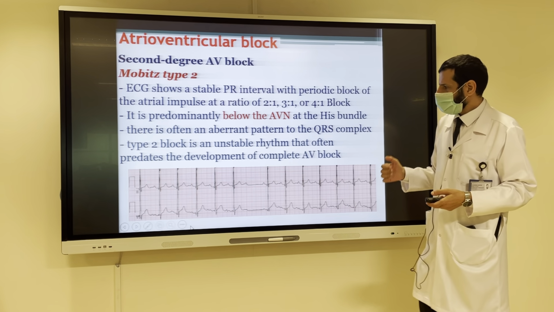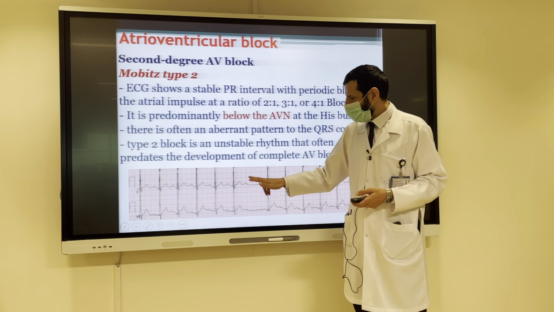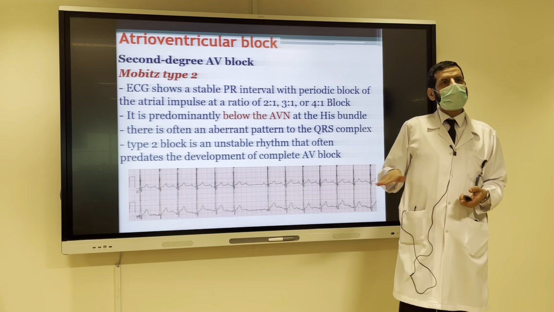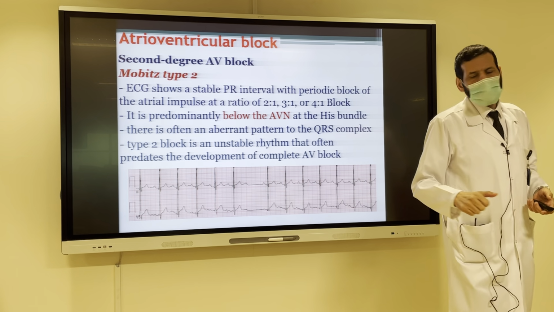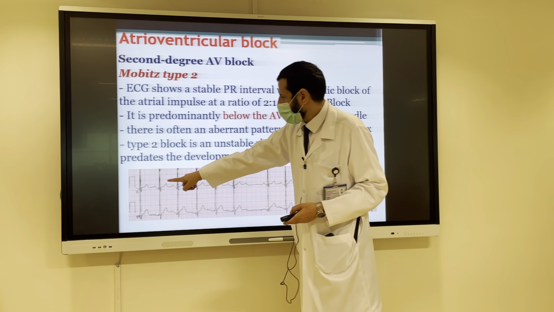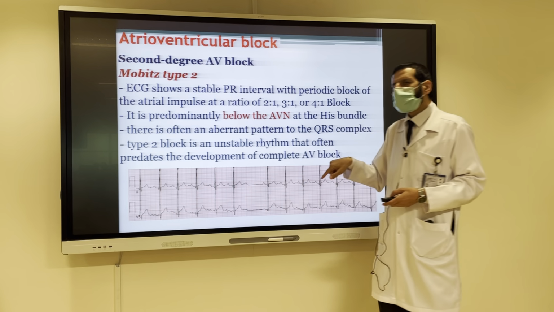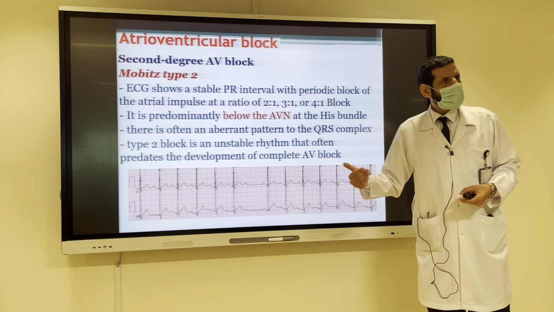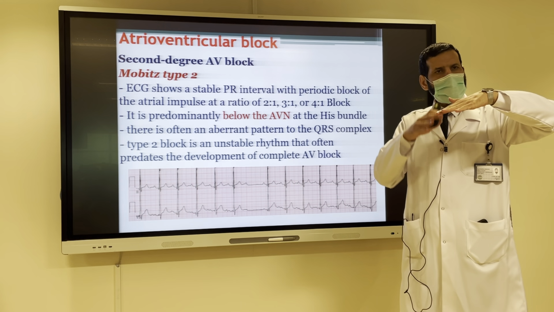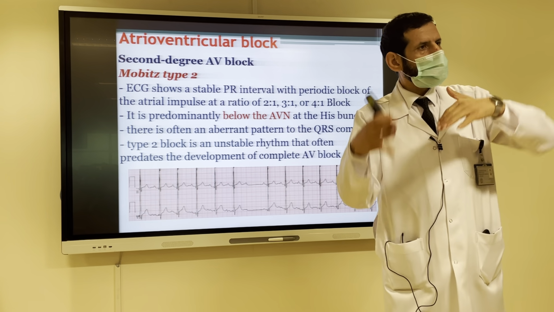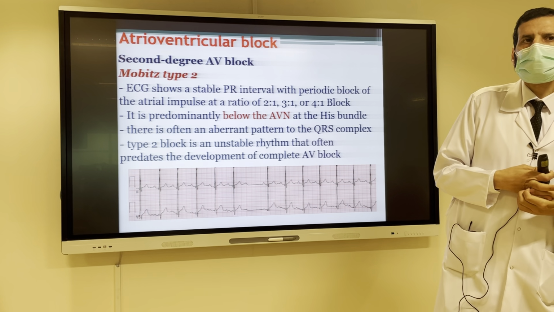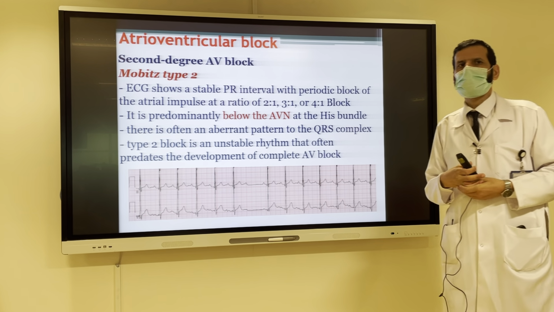Again, Mobitz 2, why? We see a P wave with no QRS complex, and before and after there is conduction, so it is second degree. And we look at the PR interval, they are fixed before and after. So we are dealing with second degree type 2 or Mobitz 2. The block here is below the AV node, below the head, so it is more serious, can progress to third degree AV block. Doctor, in this ECG, the PR interval is normal, right?